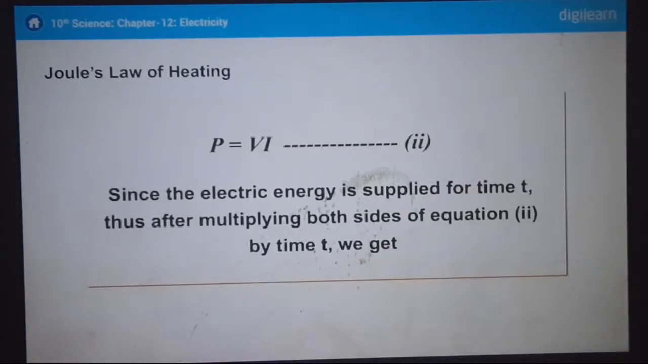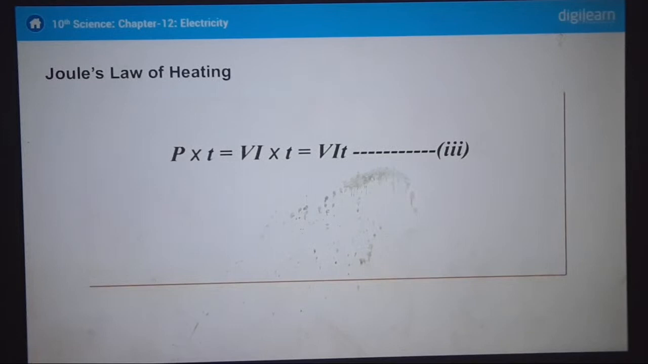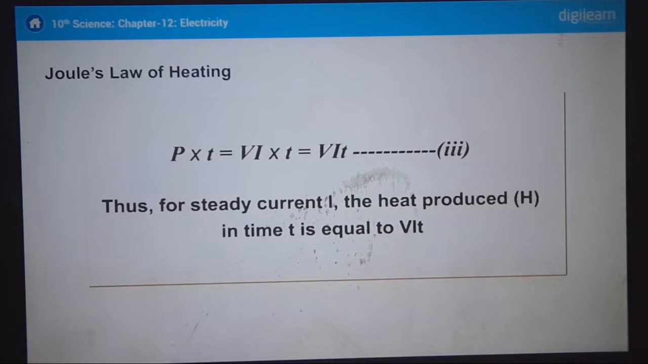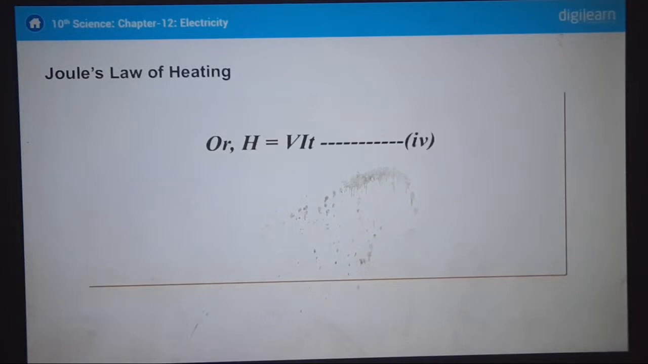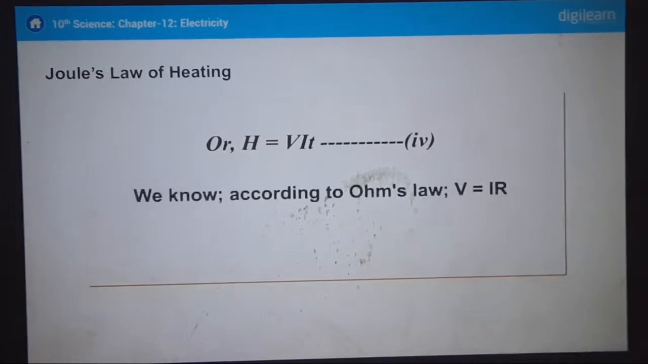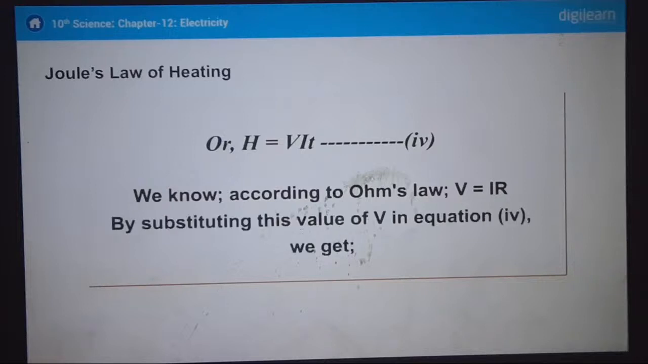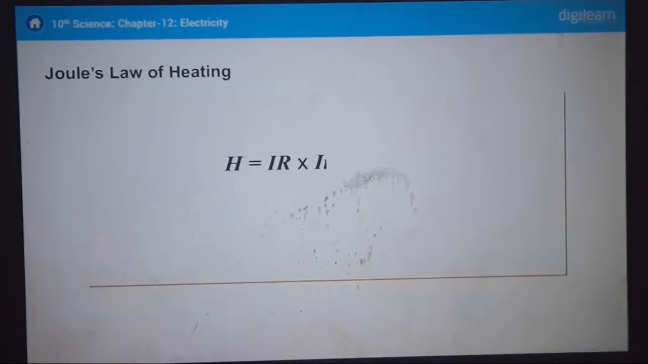Since the electric energy is supplied for time t, after multiplying both sides of equation 2 by time t, we get P into t equals VI into t equals VIt. Thus, for steady current I, the heat produced H in time t is equal to VIt, or H equals VIt, equation 4. We know according to Ohm's law, V equals IR. By substituting the value of V in equation 4, we get H equals IR into It, or H equals I squared Rt, equation 5.